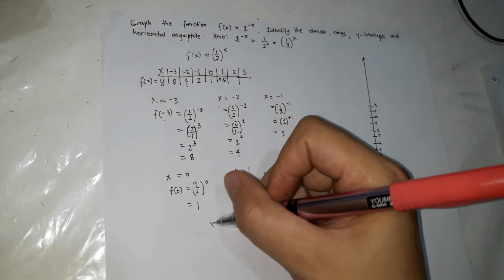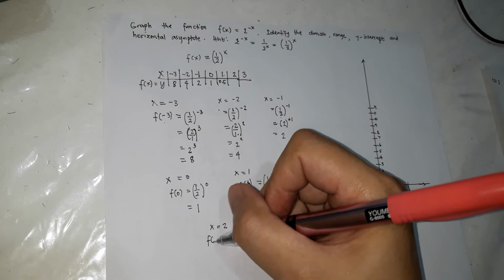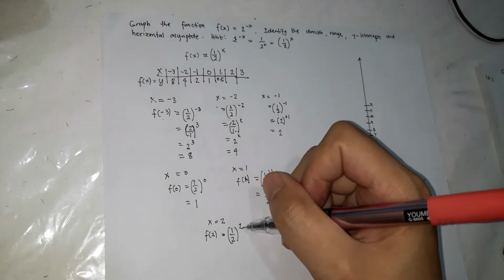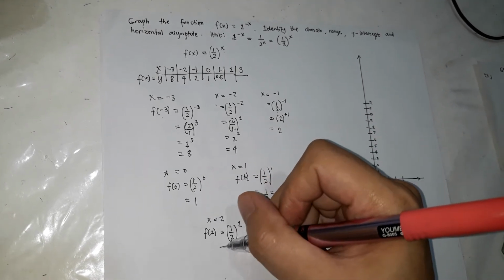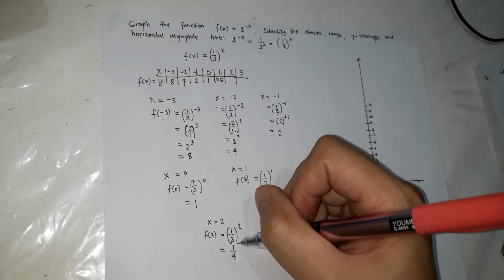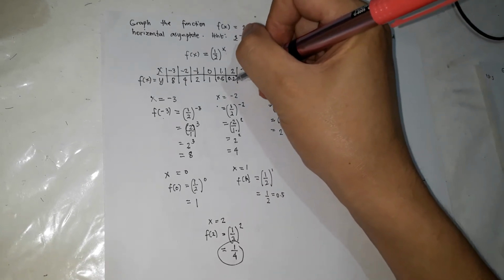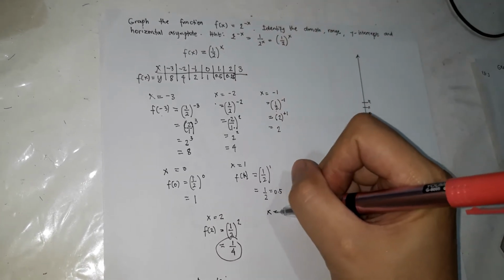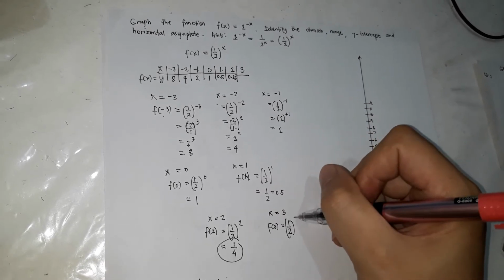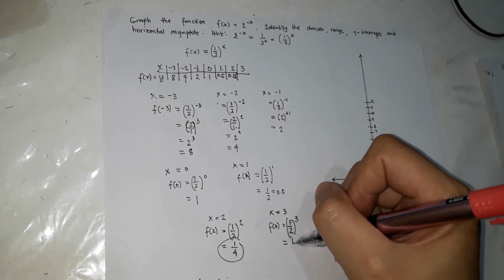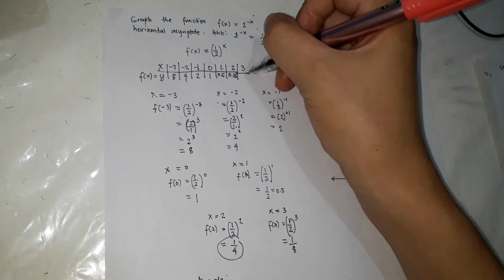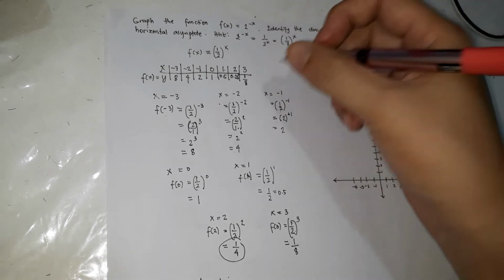When x is equal to 2, f of 2 is equal to 1 half to the power of 2. Since the exponent is positive, you don't need to flip it. So 1 half raised to the power of 2 is 1 times 1 over 2 times 2, 1 fourth, or 0.25. When x is equal to 3, f of 3 is equal to 1 half raised to the power of 3. So 1 times 1 times 1 is 1, and 2 times 2 times 2 is 8. So 1 over 8. You can divide that and make it a decimal.